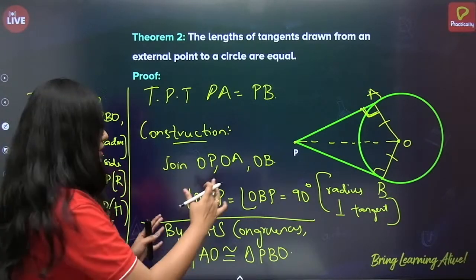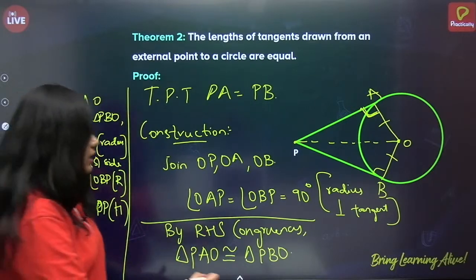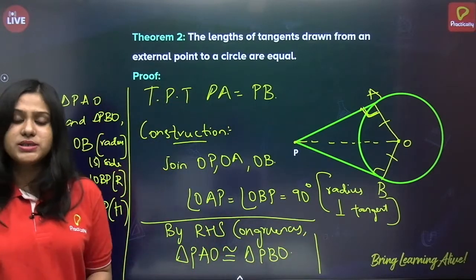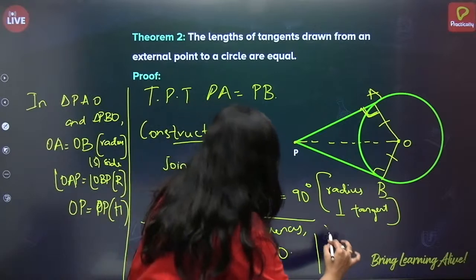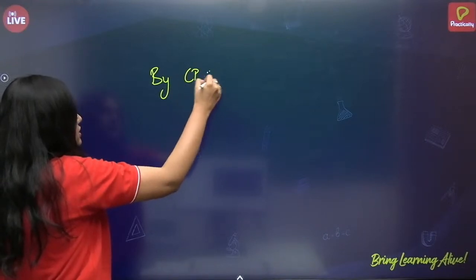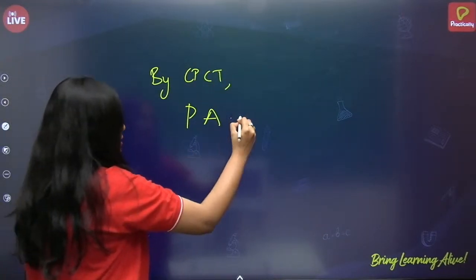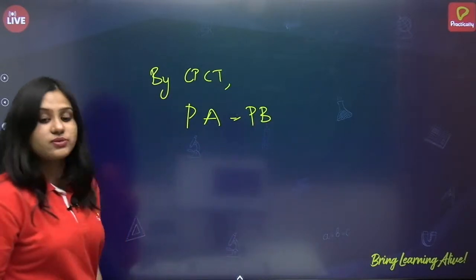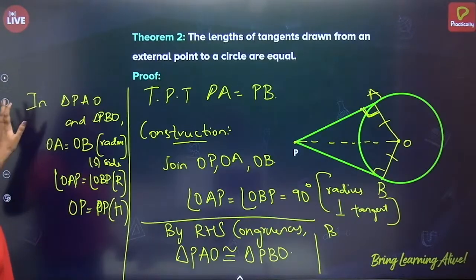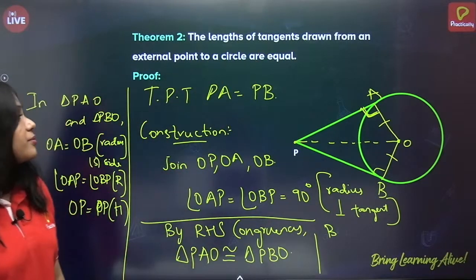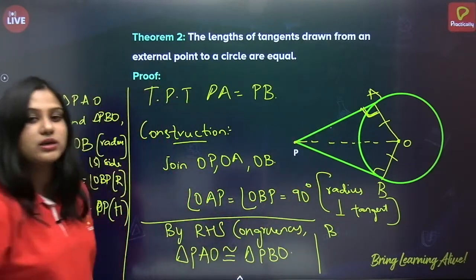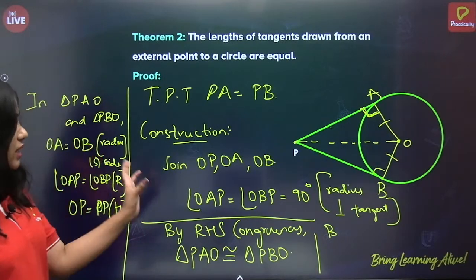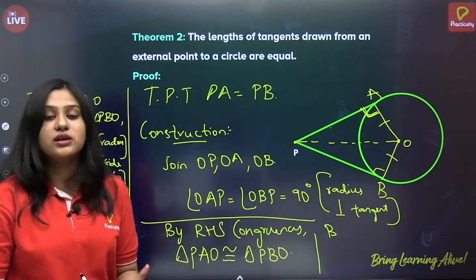Yes. Now that we have proved these two triangles are congruent, now what do we know? By CPCT. What is CPCT? Congruent parts of congruent triangles. Correct? So by CPCT, we can say that PA is equal to PB. Hence, we have proved that the lengths of the tangents drawn from an external point to a circle are equal. That is, PA is equal to PB. Okay. Now, go through the statements carefully because we will be using this theorem in further problems.